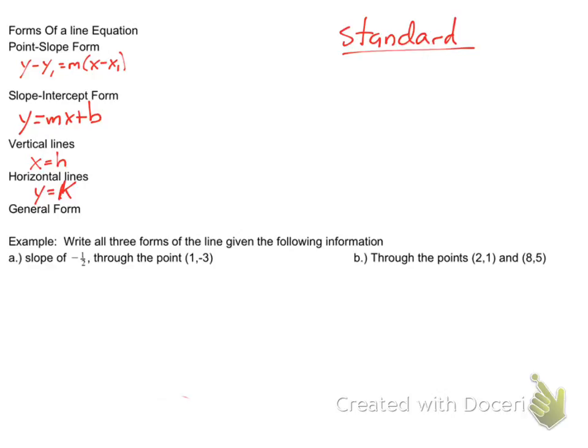Let's go to standard form next. Who remembers this? First hour had a little thinking to do on this one. Yeah, it's the A and B one. AX plus BY equals C. Now there are some limitations or some things that we should probably talk about when we are in standard form.